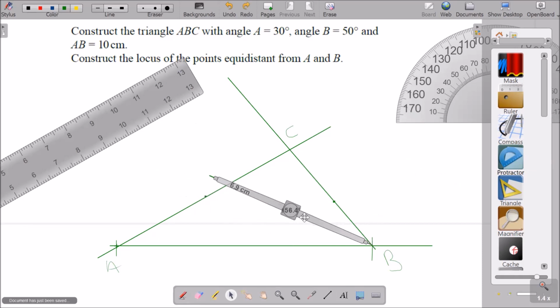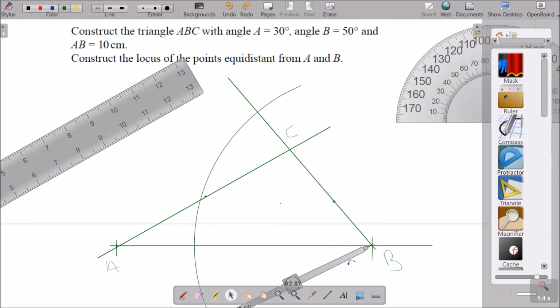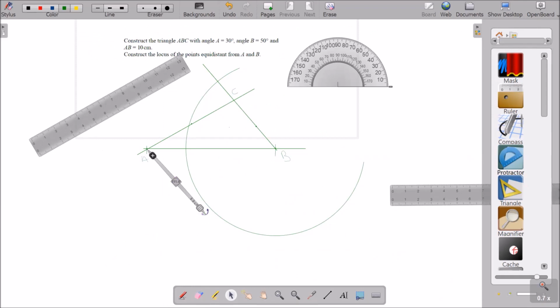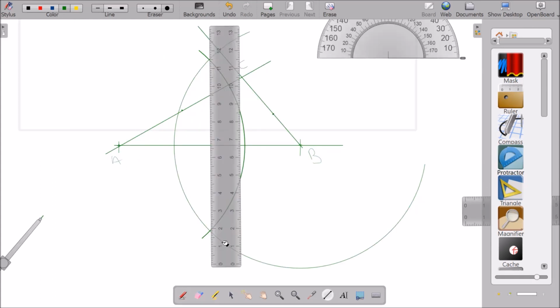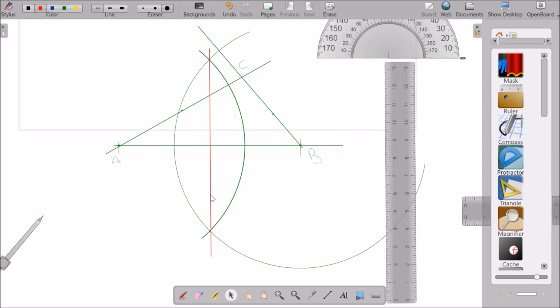We take our compass to B, make a generous arc. We take our compass to A, also make sure the arcs intersect. Where the 2 arcs intersect, those are the points we join to form our perpendicular bisector. Then we join the 2 points where the arcs meet. Now let's use a different color. So any point along this line is an equal distance from B and A.